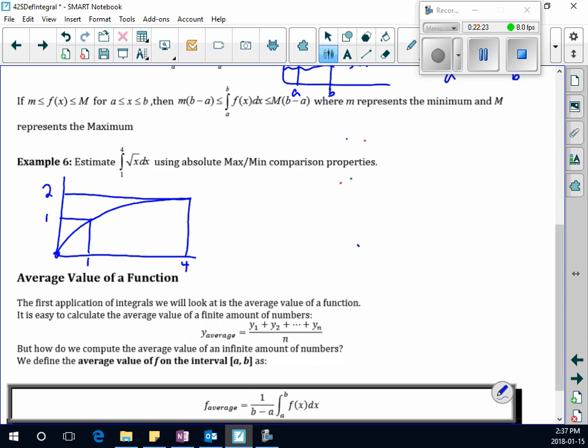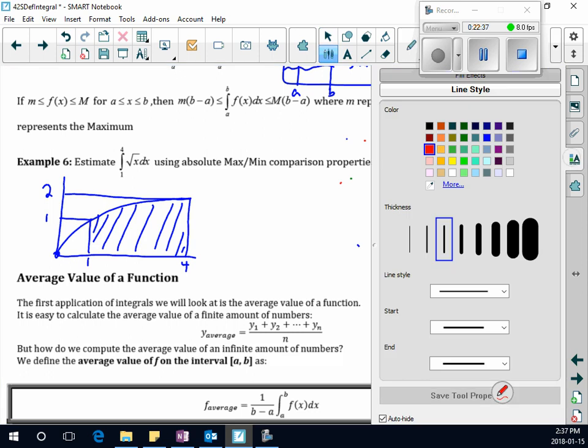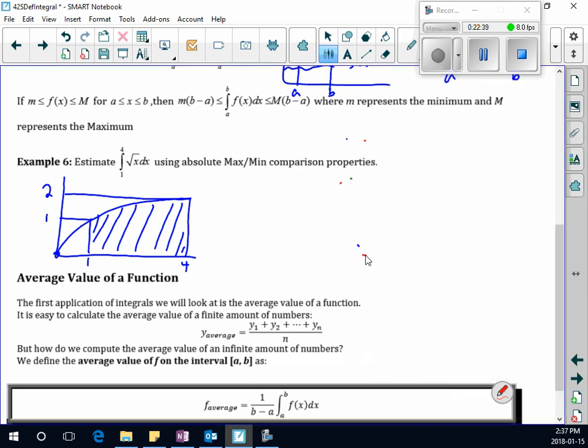Okay, so what's my min? Remember, we're doing from 1 to 4, not 0 to 4 here, right? I'm trying to figure out what this area is right here. So does everybody see my min is that, and my max is that? Yes?